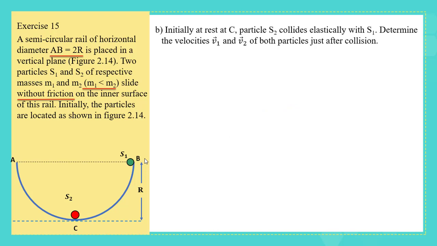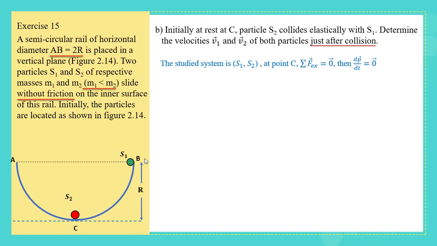Now part B. Initially at rest at point C, particle S2 collides elastically with S1. Determine the velocities v1 vector and v2 vector of both particles just after collision. They want us to find two velocities, so we should find two equations with two unknowns. The keys to solve this exercise are two phrases: just after collision, and elastically with S1.